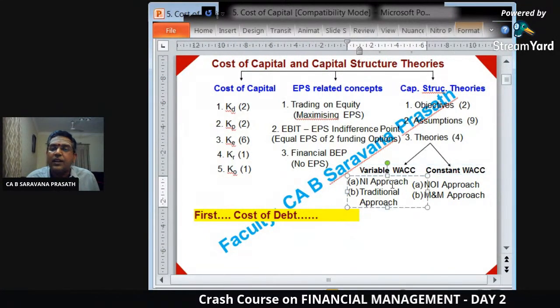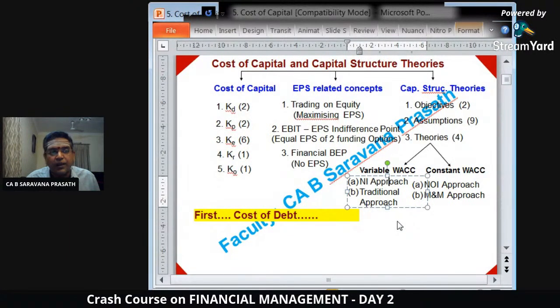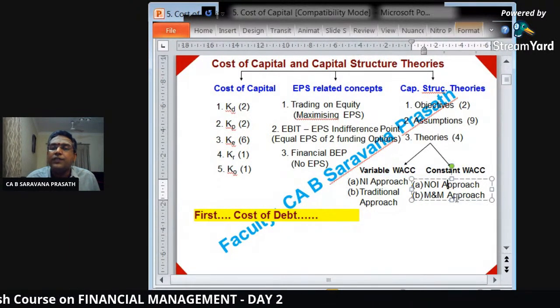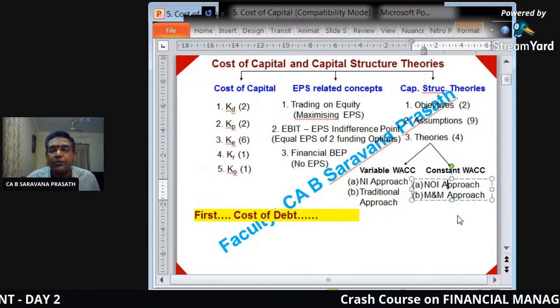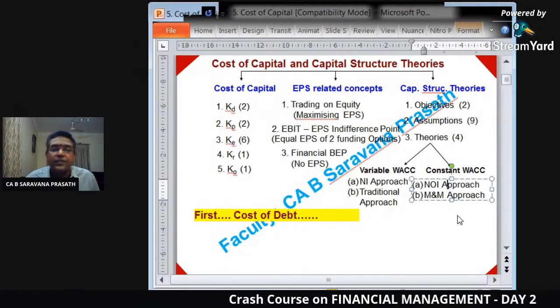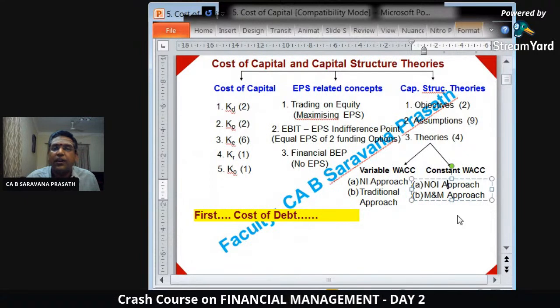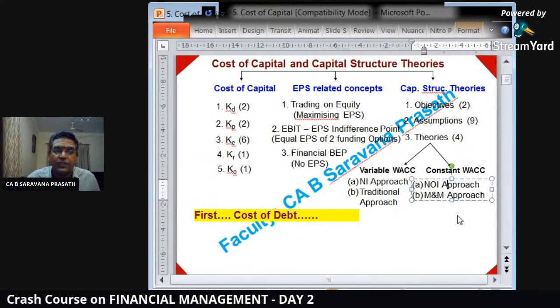Two theories called net income approach and traditional approach fall under this category. Two theories called net operating income approach and M&M approach, Modigliani and Miller approach, fall in this category.